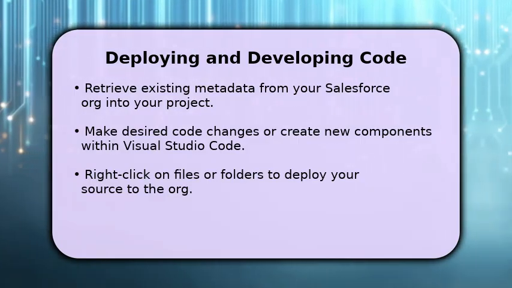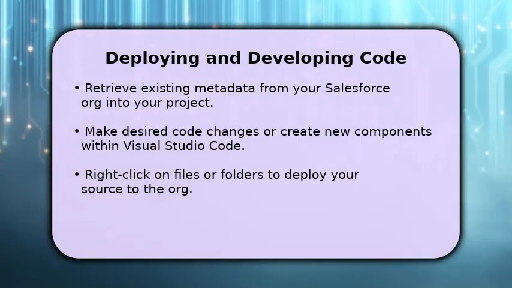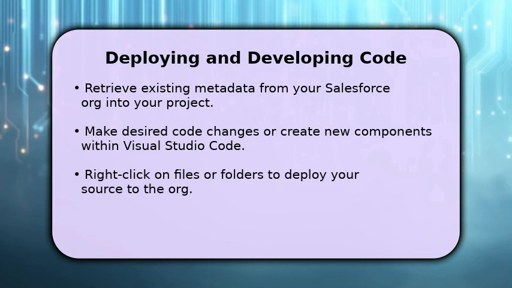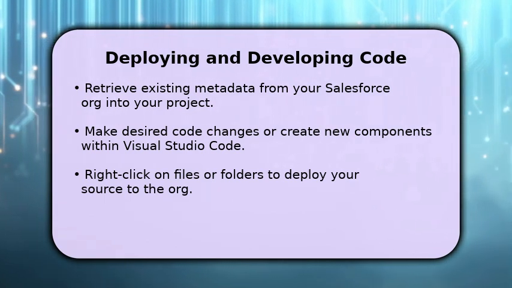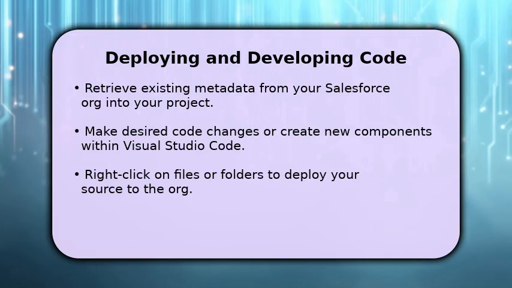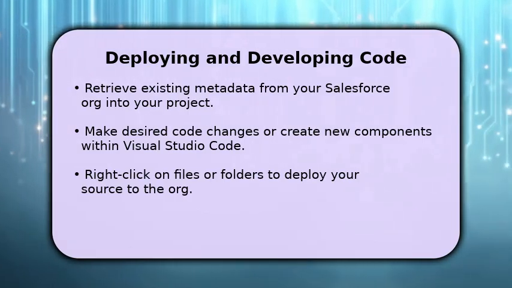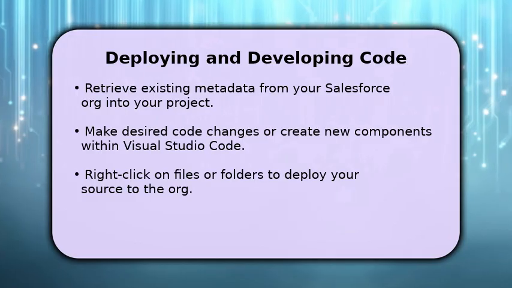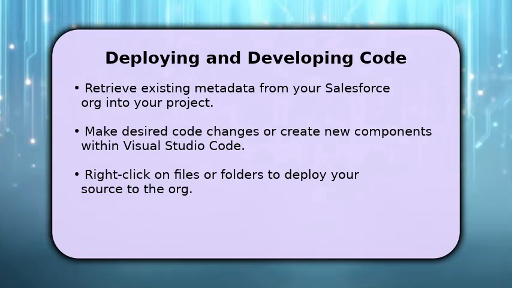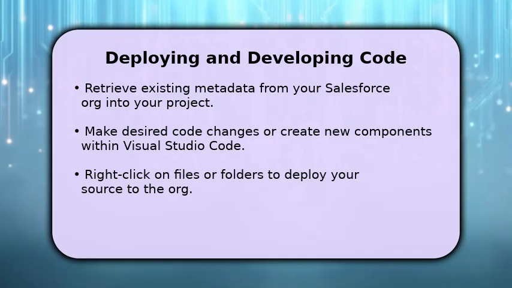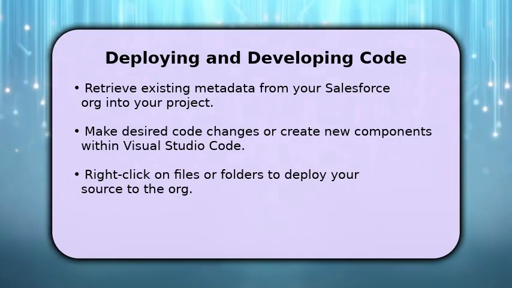After making your desired code changes or creating new components, simply right-click on the specific file or folder in Visual Studio Code. Then, select SFDX: Deploy Source to Org to push your updates. This process allows you to continuously synchronize your local development with your Salesforce environment, ensuring your changes are live.